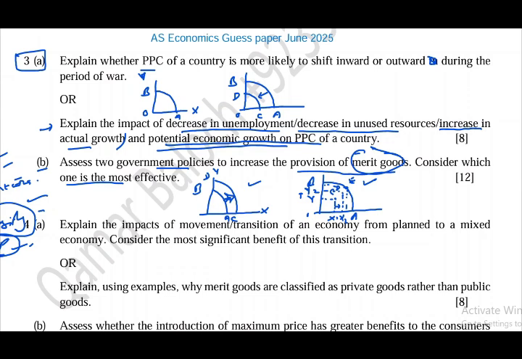And now moving to question number 4: for A, explain the impact of movement or transition of an economy from planned to a mixed economy. Consider the most significant benefits of this transition. Right, so transition is when we move from one system to another system. Planned economy is when resources are under the government, and we have another economy, that is free market economy, where resources are utilized by the private sector, and mixed economy is the mixture of planned and free market economy.